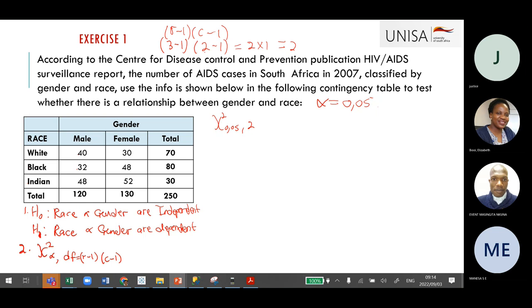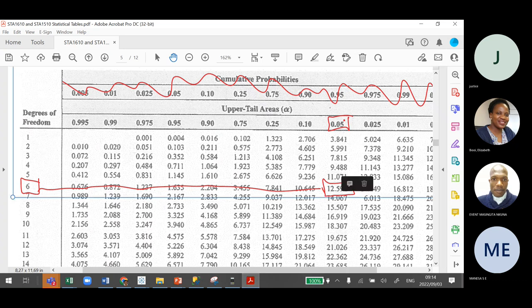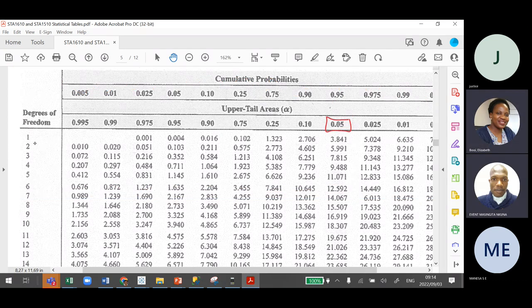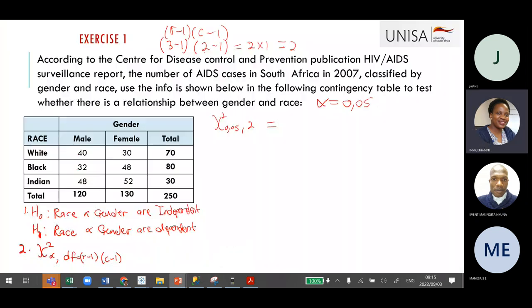So our critical value, we go to the table, look for alpha of 0.01 and the degrees of freedom of two. Our critical value is 5.991. So we do have 5.991. That is our region of rejection. So step number three, we need to find the expected values.